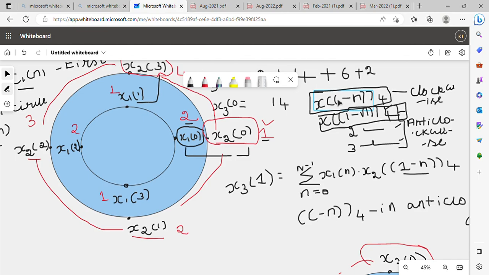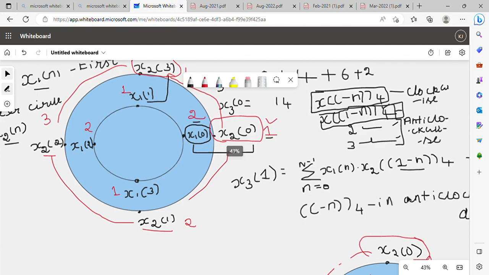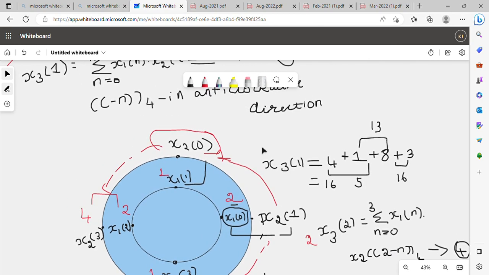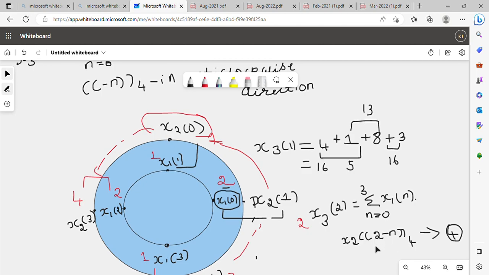And x of minus n of 4 you are going to shift in clockwise direction, and all others you are going to shift in anti-clockwise direction. That is, x of minus n of 4 is shifted 1 time in anti-clockwise direction for x of 1 minus n of 4. For this x of 2 minus n of 4, x of minus n of 4 is shifted 2 times in anti-clockwise direction, and for x of 3 minus n of 4, x of minus n of 4 is shifted 3 times in anti-clockwise direction.